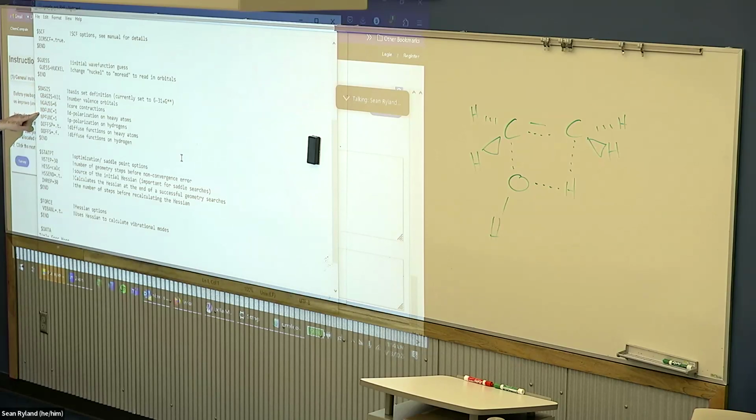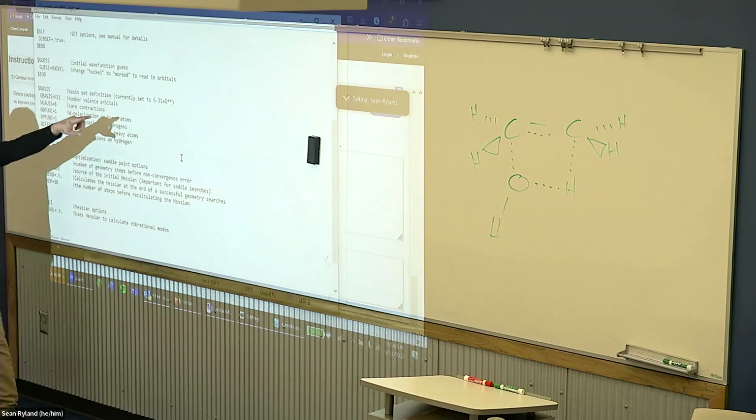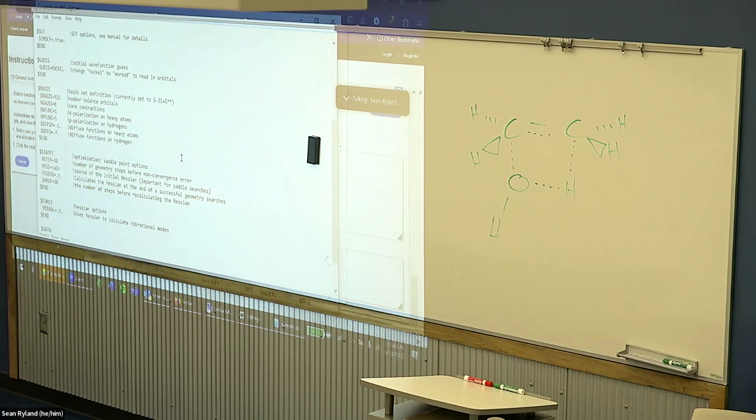Number of D functions. Actually, it's not currently set to 6-31. It's set to 6-311 plus G double star. Number of D, basically this allows you to put D orbitals on anything that's not a hydrogen to mix it in, because those D orbitals are there even if they're not filled, right? So it allows you to mix in some D orbital character.